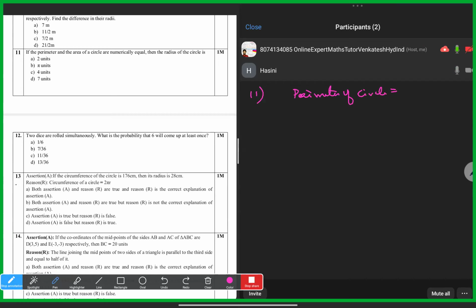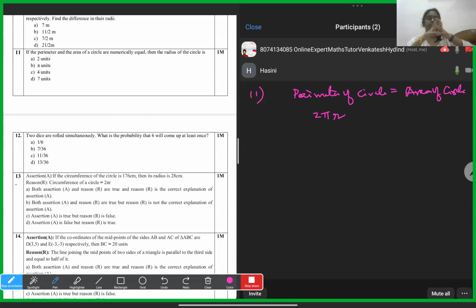is equal to what, Hasni? Area of the circle. Yes, sir. They only gave it in the question. Now what is the perimeter of a circle, Hasni? Perimeter is nothing but the circumference of the circle. Okay, 2 pi r is equal to the area of the circle, which means pi r square.